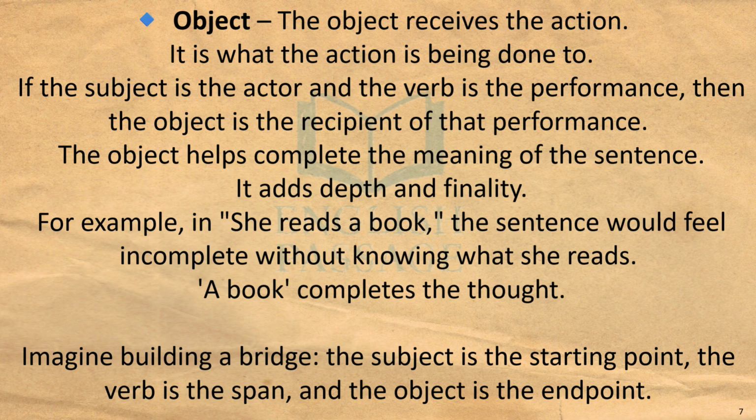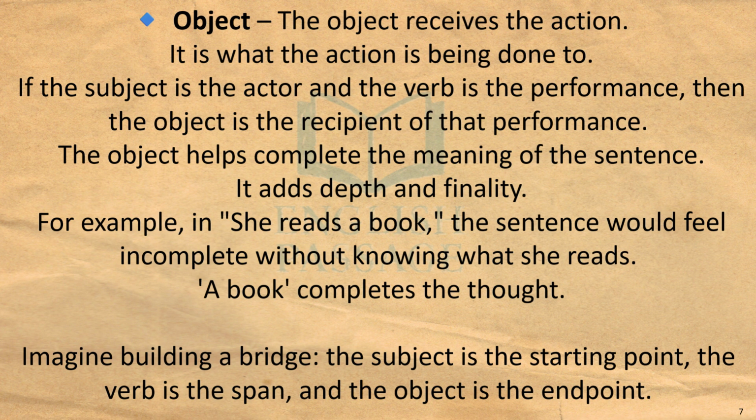Object. The object receives the action. It is what the action is being done to. If the subject is the actor and the verb is the performance, then the object is the recipient of that performance. The object helps complete the meaning of the sentence. It adds depth and finality. For example, in she reads a book, the sentence would feel incomplete without knowing what she reads. A book completes the thought.